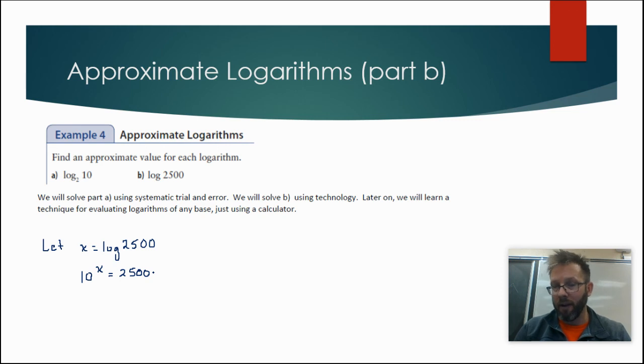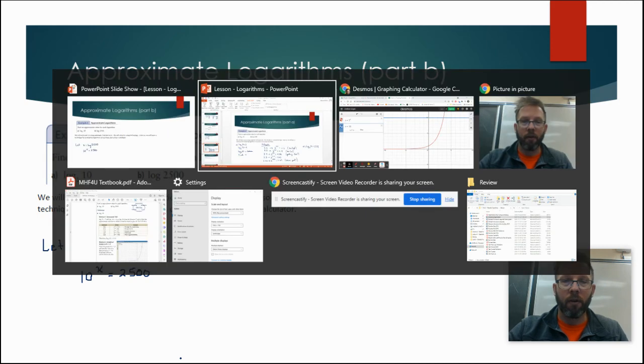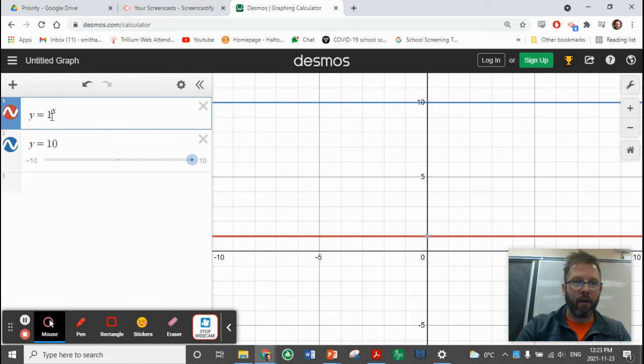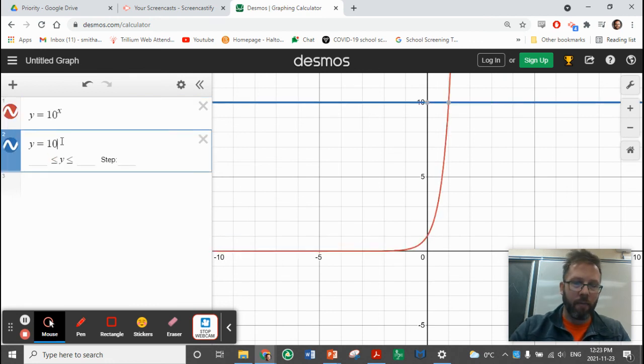10 to the power of 3 is 1,000. To the power of 4 is 10,000. That's a pretty broad range in between. Systematic trial and error seems not a good use of our time. So let's head to Desmos. And we're doing 10 to the power of x this time. And that's going to be equal to 2,500.